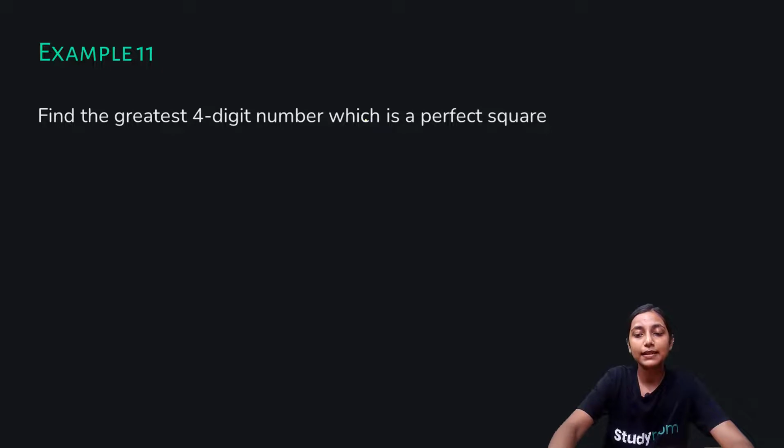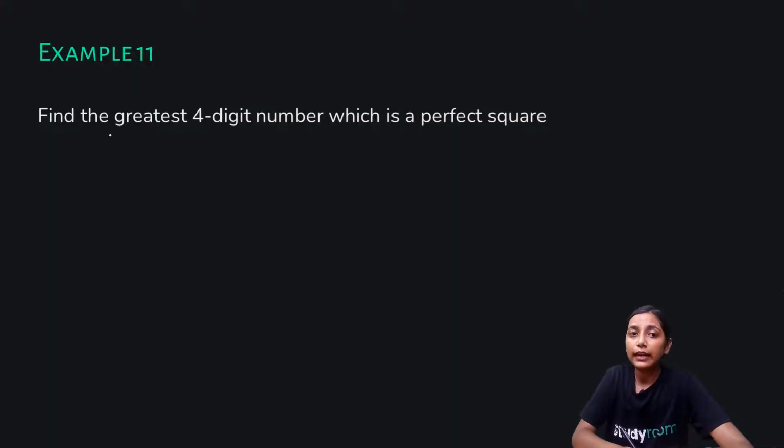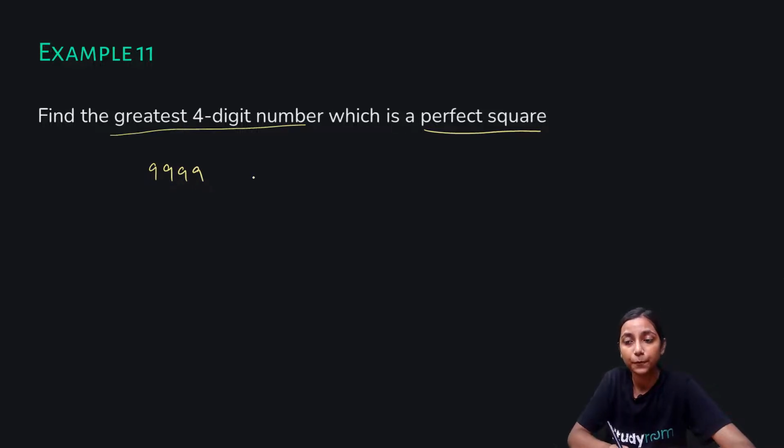What is our next example? Example number 11 says that find the greatest 4-digit number which is a perfect square. So we need to find the greatest 4-digit number that is also a perfect square. So what is the greatest 4-digit number in general? It is 9999. We know that 9999 is the greatest 4-digit number. Use the long division method. Place the bars.